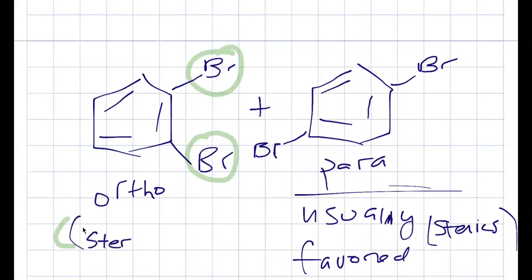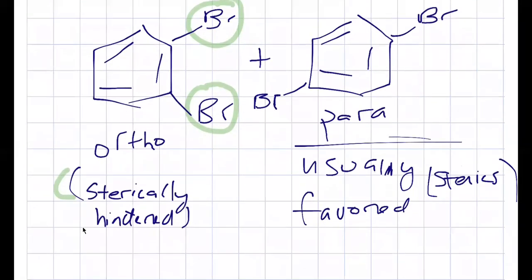So we call that sterically hindered. Right. So the para product is usually your more stable, it's usually favored, just because of the fact that you have your groups further apart from one another.